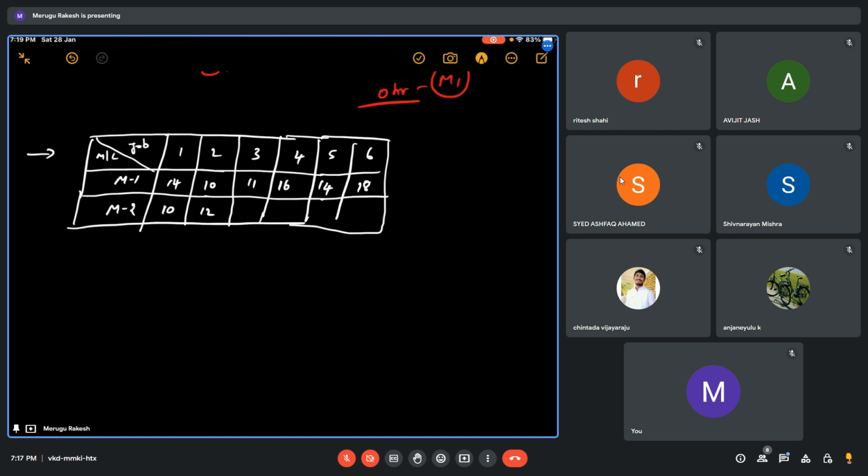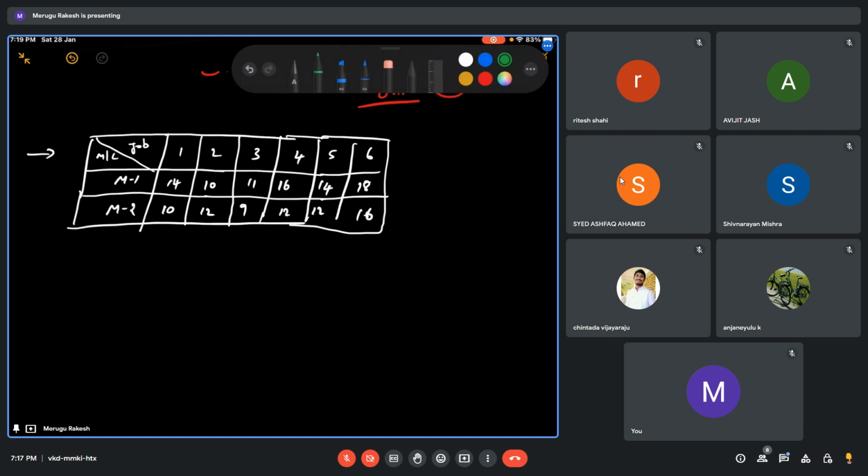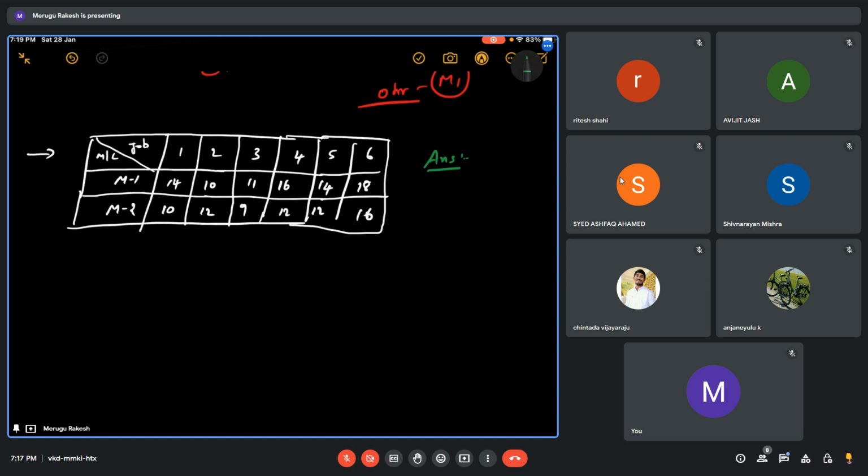Just note it down and solve it later. I will give the answers for this, then you can also check it. So the total processing time is 92, and machine 2 is idle for 11. So just note it down. Then we can move to the next part.